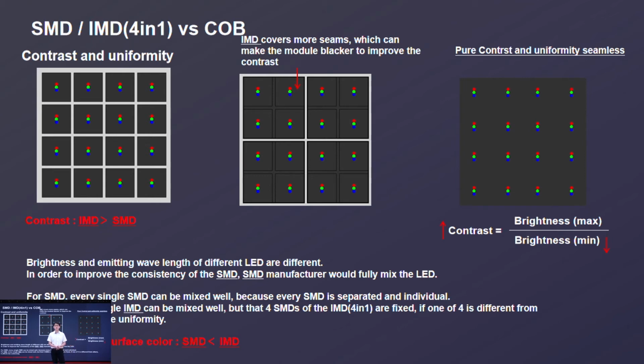As for uniformity, because the brightness and the emitting wavelengths of different LEDs are different, when we produce an LED module, we have to mix the pixels well. For SMD, every single SMD could be mixed well, because every SMD is assembled separately and individually. IMD has such a feature too, but once one of the SMD pixels of the IMD is different from the others, it affects the uniformity.